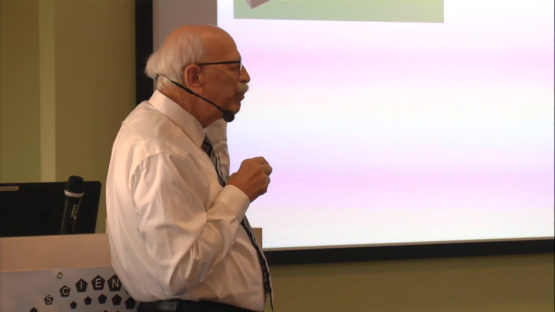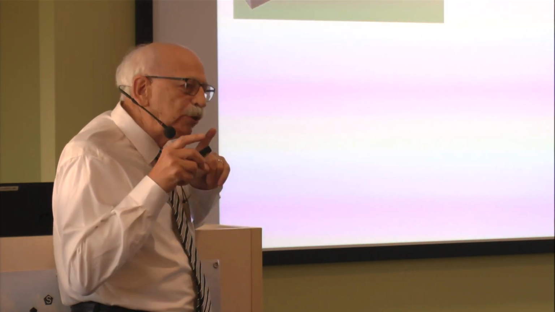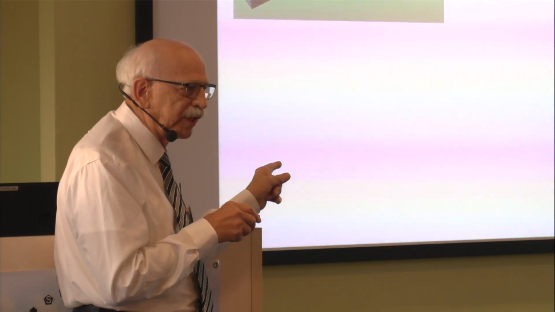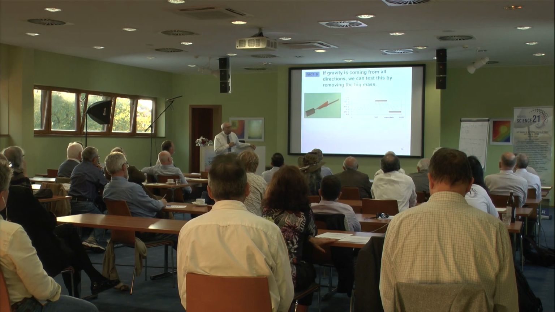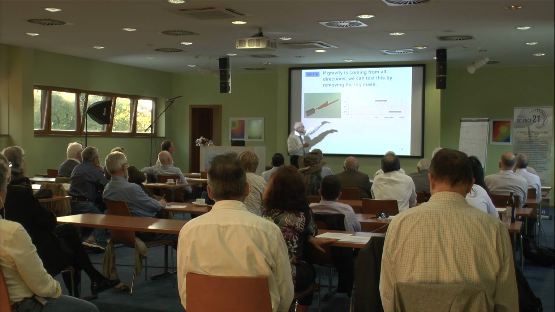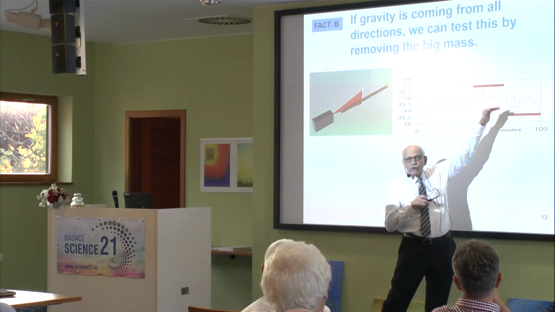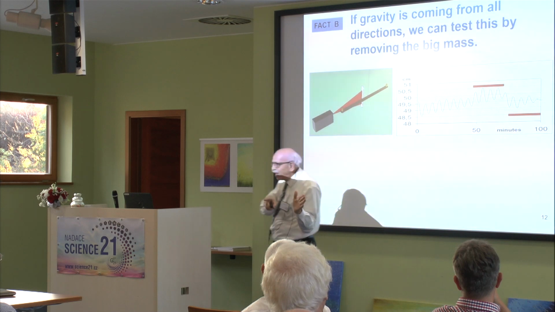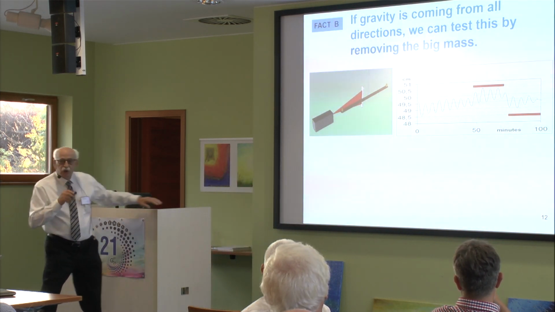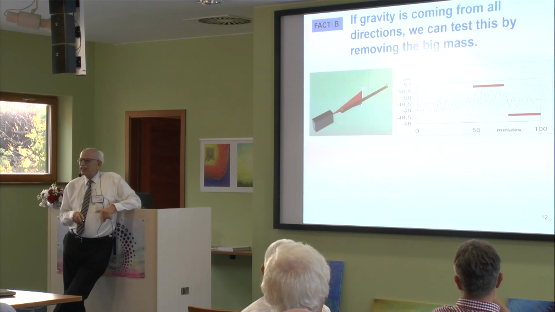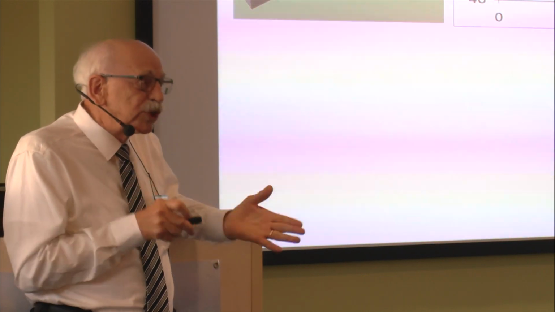So how can I measure if that's true? Well, I just have to remove the big mass and see if it's light that is moving the object. So I removed the big mass, and look what happened. When the light was on one side, it goes that way. Push the light on the other side, it goes the other way. So yes, the small mass is attracted to light. Does it make sense? But that was a fact.